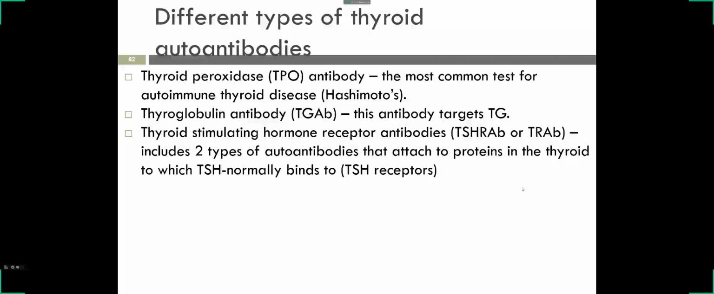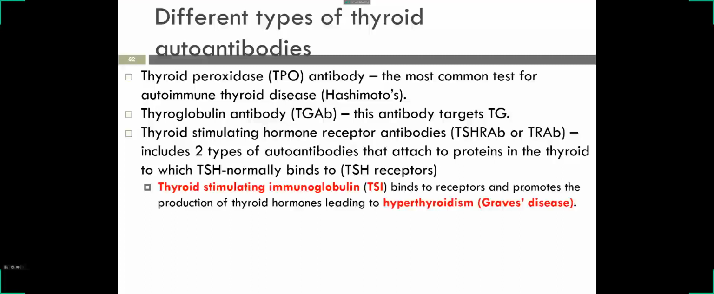You can also have antibodies against the thyroid stimulating hormone receptor. And this includes two types of autoantibodies that attach to the proteins in the thyroid to which TSH normally binds. This can also lead to a thyroid stimulating immunoglobulin, which binds to the receptors and promotes production of thyroid hormones. This would lead to hyperthyroidism or Graves' disease. So in this case, it's an antibody that turns on the receptor.